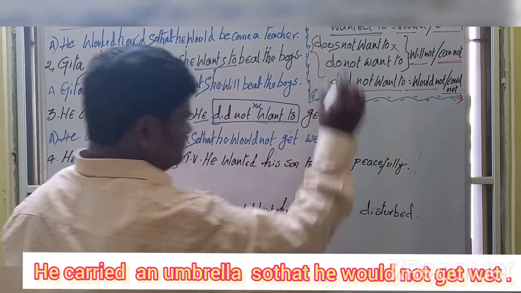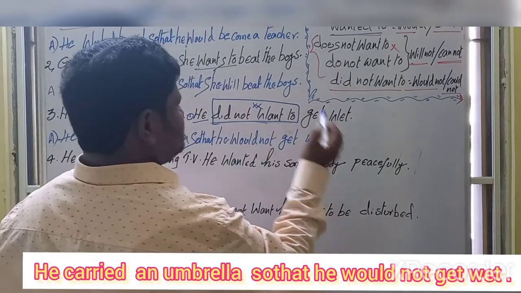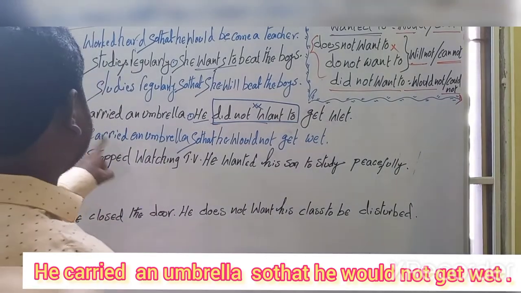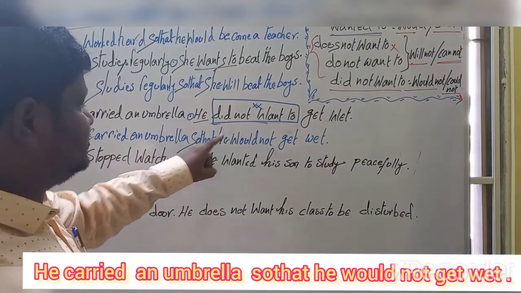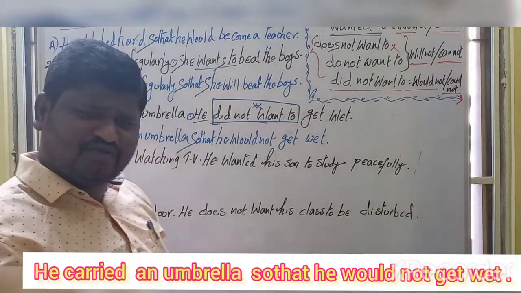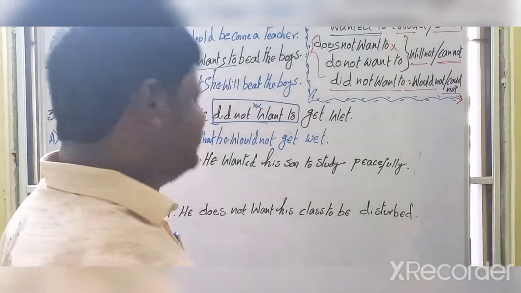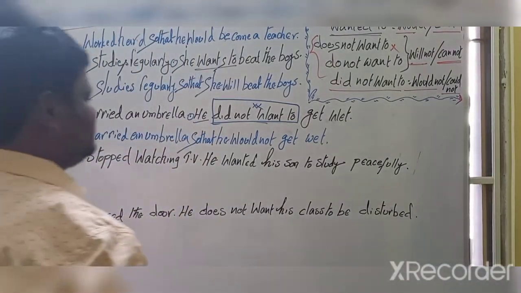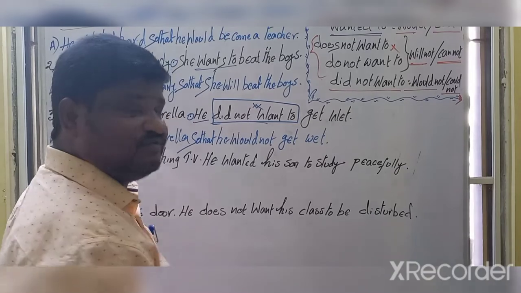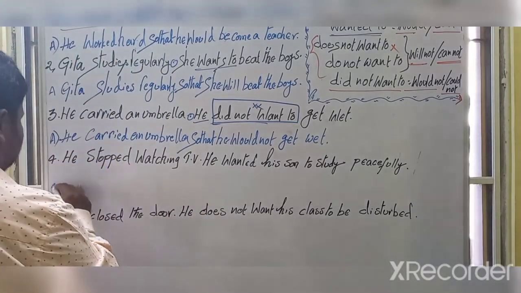He would not get wet. So this is the answer, friend. He carried an umbrella so that he would not get wet. It's simple and easy, isn't it, friends? Yes. Next, let's see the fourth example.